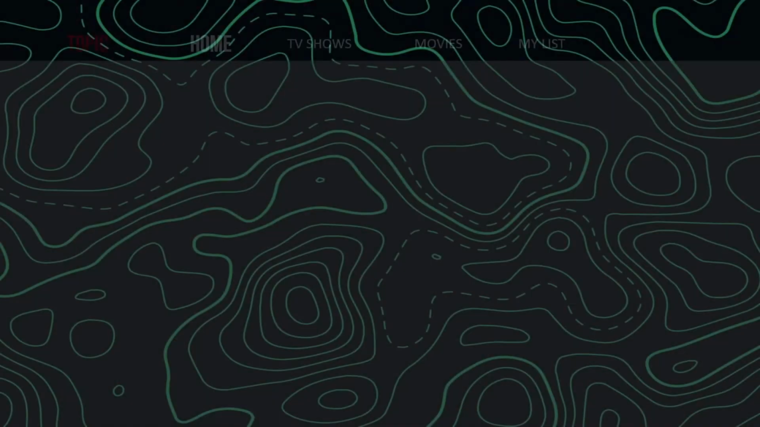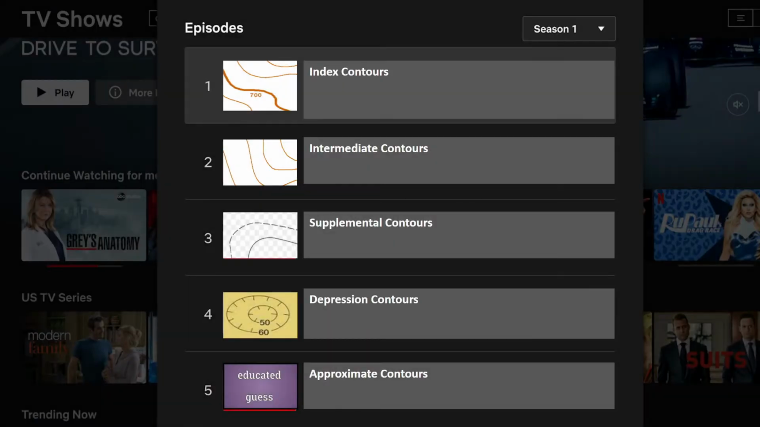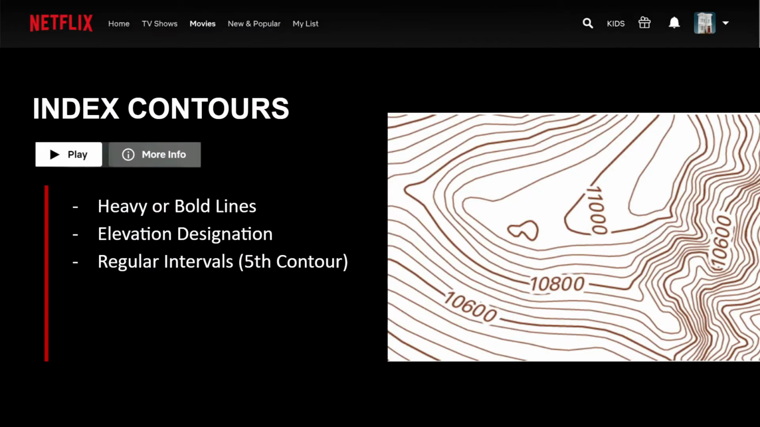Next slide, please. So, the first part of the report is the different types of contours. Next slide, please. So, there are 5 types of contours, wherein each of these contours have different purposes in a topographic map. First is the index contours. Second, the intermediate contours. Third, the supplemental contours. Fourth, the depression contours. And fifth, the approximate contours. I will be discussing each of them.